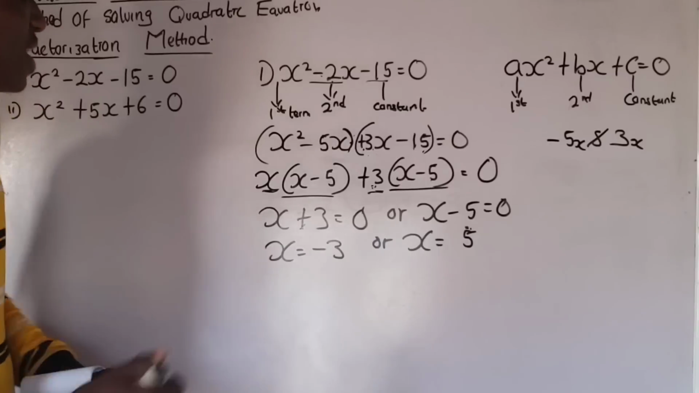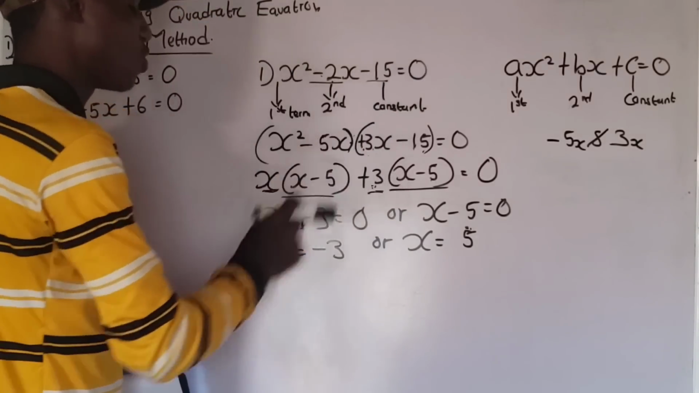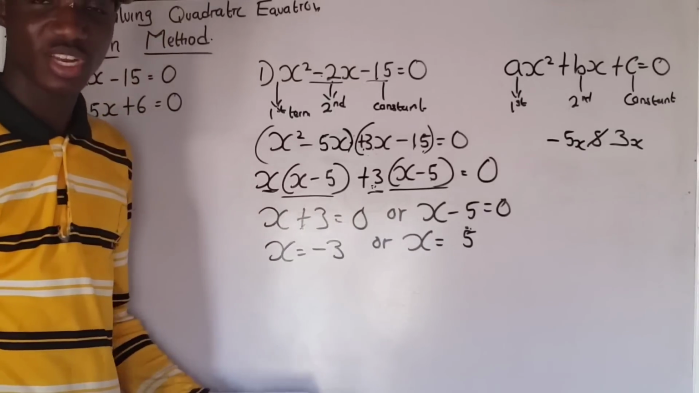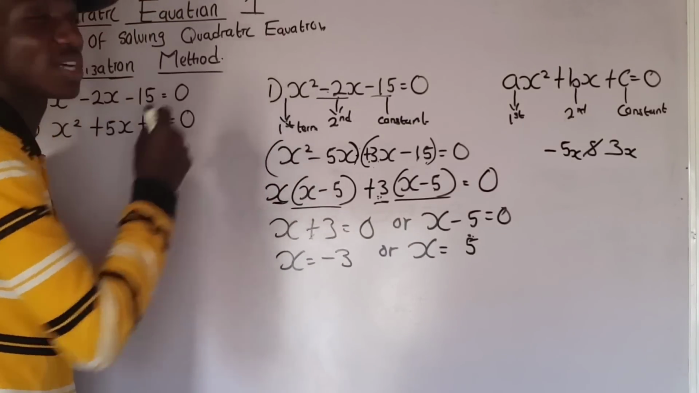Are you paying attention? So now the values of x that will make this quadratic equation equal to 0 are negative 3 and 5. Do you understand? So negative 3 and 5 are the roots of this quadratic equation.